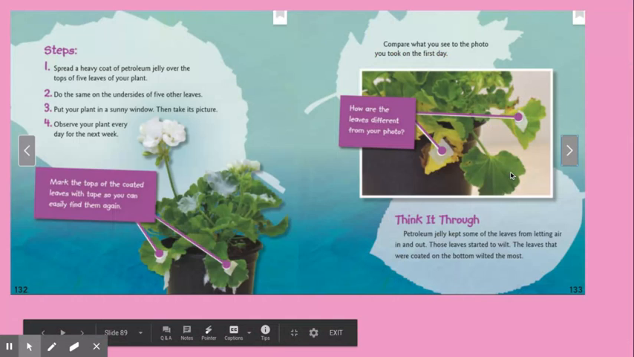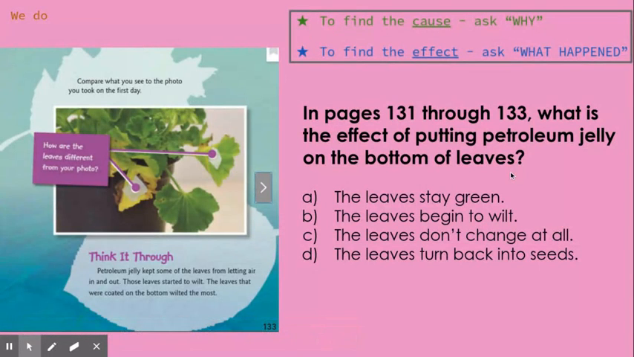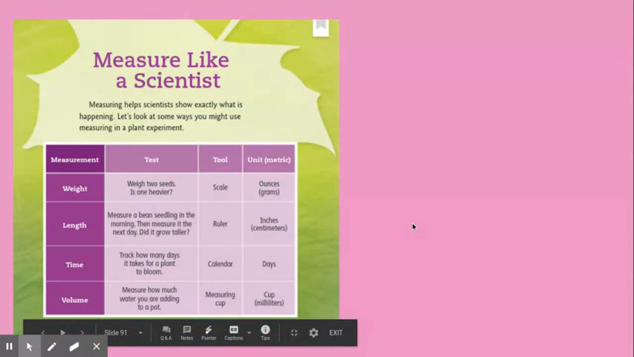Okay, so then we learned about the air and how seeds need air, plants need air. So in the pages of 131 through 133, when they talked about air, what is the effect of putting petroleum jelly on the bottom of the leaves? A, the leaves stay green. B, the leaves begin to wilt, C, the leaves don't change at all, or D, the leaves turn back into seeds. So if you look at that picture on the left, we see that the leaves begin to wilt.